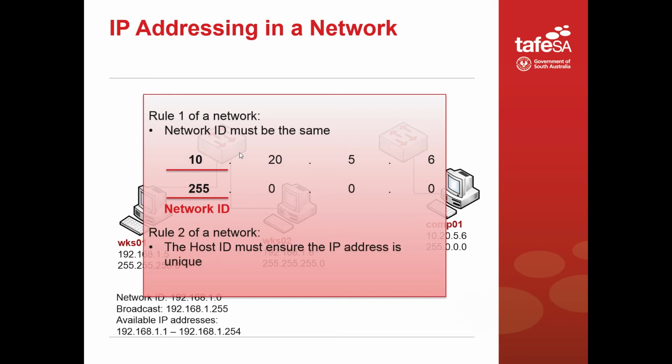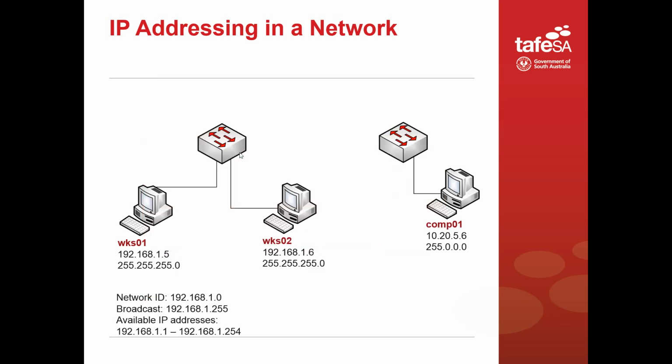So that means rule 2 of a network, remember the host ID must make sure that the IP address is unique. So that means that we've got the last 3 octets that we can use and change to give a computer an IP address. Whereas in the first little network, we only had the last octet that we could change. We've now got 3 octets that we can use for the host ID. So let's have a look at the details.